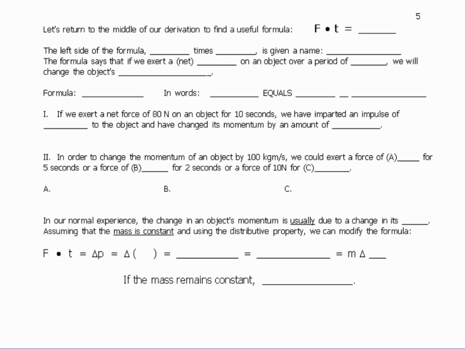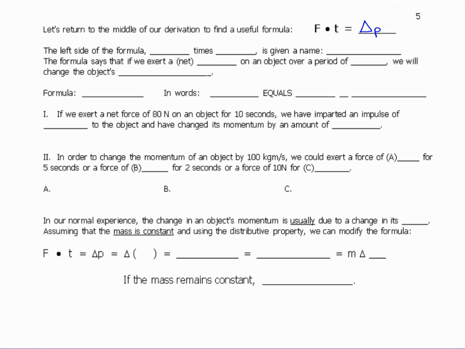This is Unit 6 and we're on page 5. On the previous page we derived some ideas. Returning to the middle of the derivation, we find a useful formula: force times time equals delta P.